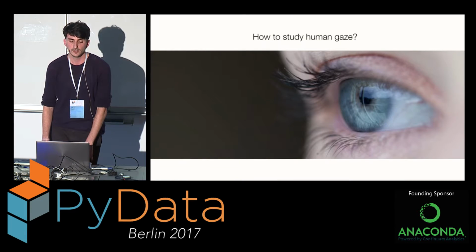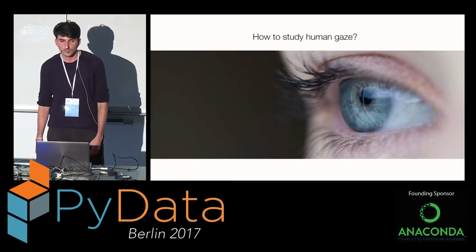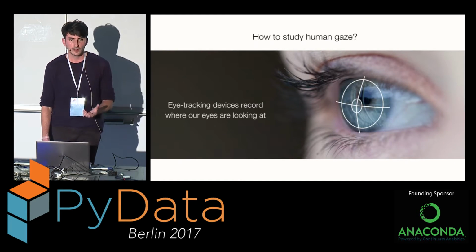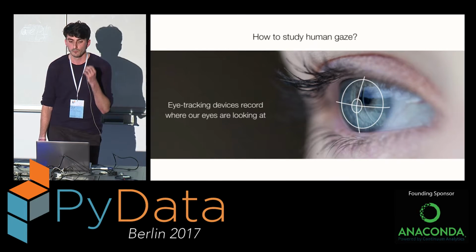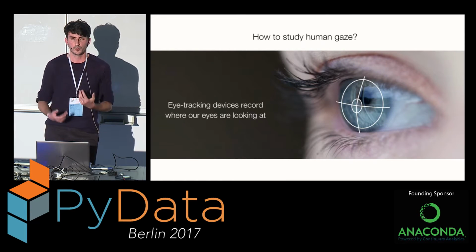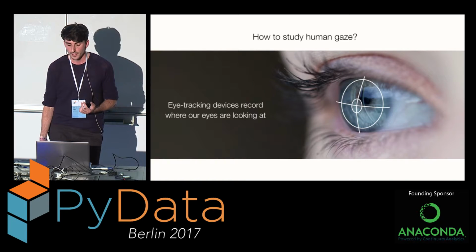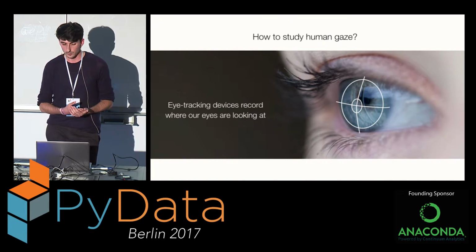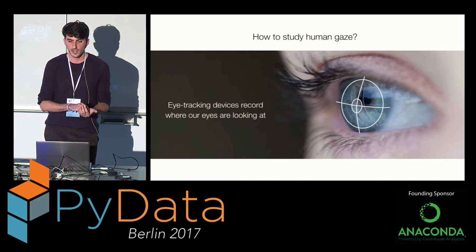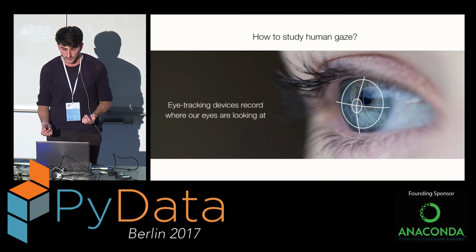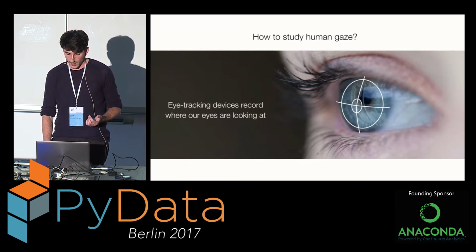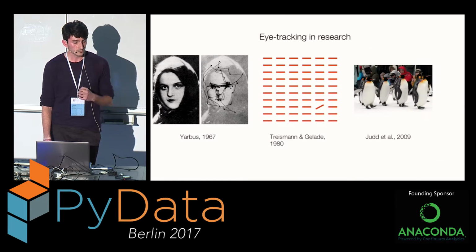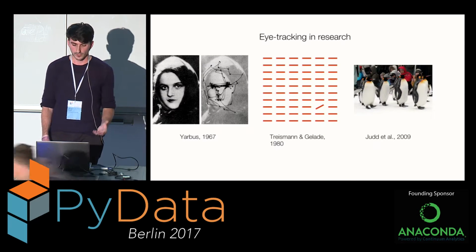So how do we study human gaze? What we can do is use eye tracking. Eye tracking is a technique that is able to record your eyes and reconstruct trajectories and fixations. This gives you access to study where humans are looking and to analyze this kind of data in the end. I'm just giving you a brief summary on eye tracking research.